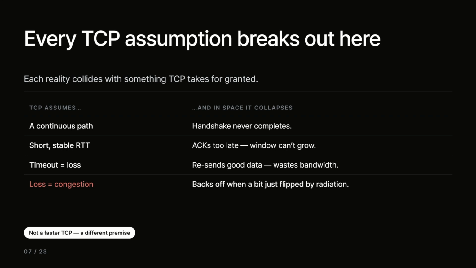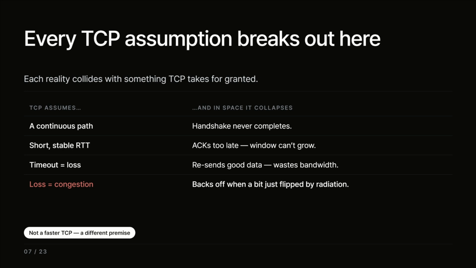Second, TCP assumes acknowledgements return quickly. But when there are delays measured in minutes, ACKs arrive too late, congestion windows grow slowly, and link utilization becomes poor. Third, TCP treats timeouts as packet loss. But if you think about deep space, data may not be lost at all. It may simply be delayed for a long time.